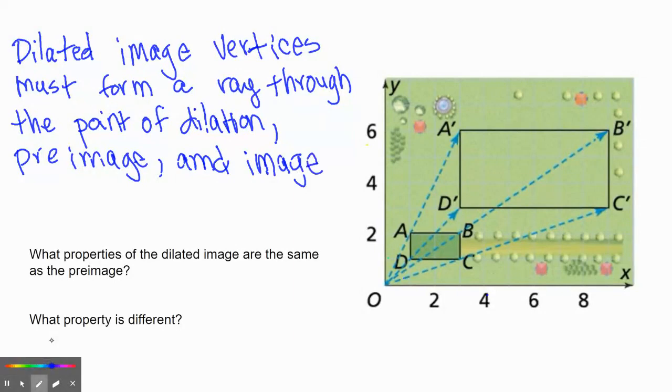Okay, so if I am looking at A, I got A prime here, A here, and the origin here. Notice we have this ray right there. And then the corresponding points D prime, vertex D, and our origin, there is another ray right here. The corresponding vertices B prime, B, and then our origin, and then our corresponding vertices C prime, C, and our origin right here.